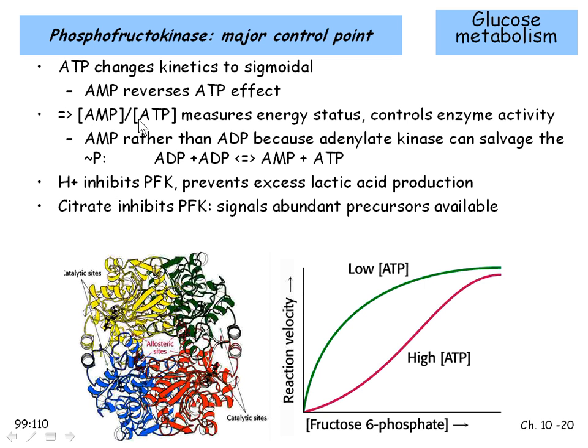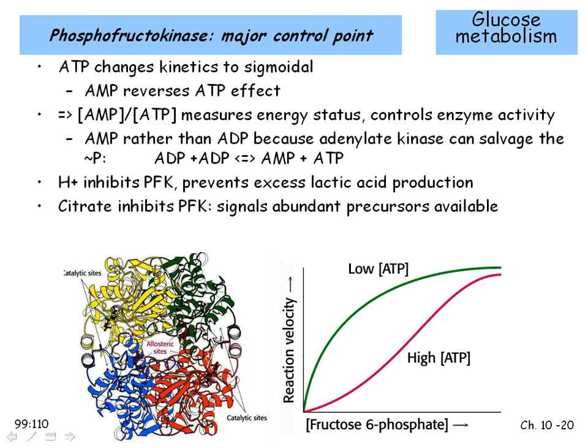The ratio between AMP and ATP is a measure of how much energy is available to the cell. And AMP is a better measure than ADP because if you have two molecules of ADP, you can make one ATP out of that and an AMP. So that's one key measure for it. Protons can inhibit the activity of the enzyme, and so you're not going to be able to do anaerobic exercise to the point where you're poisoning yourself with acid. I mentioned already that citrate is an inhibitor.